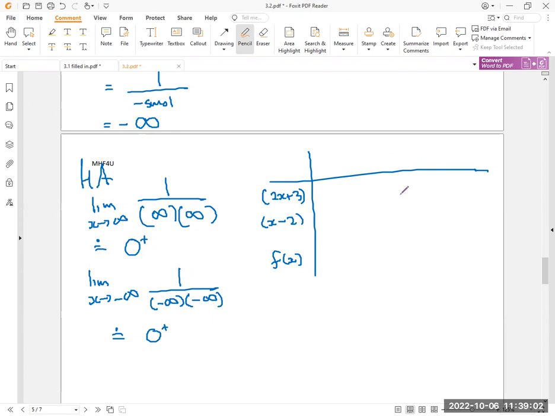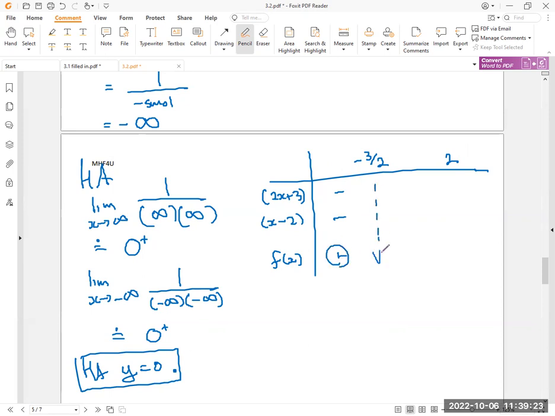X-intercepts, none. Sorry, I should write horizontal asymptote, y is 0. Vertical asymptotes, negative 3 over 2 and 2. Let's test with negative 1 million, that's a negative. Negative 1 million, that's a negative, that's going to be positive. Let's do a 0. 0 plus 3, positive. 0 minus 2, that's a negative. It'll be negative.